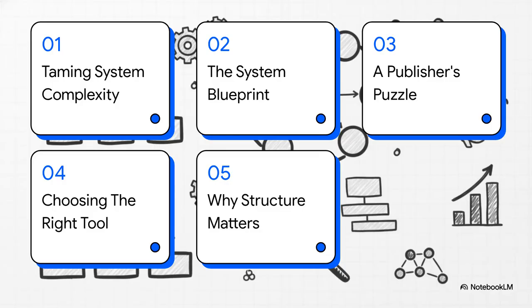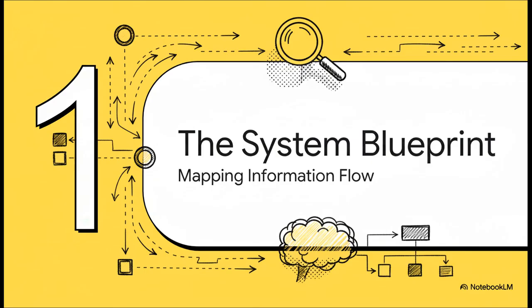So here's what we've got on tap. First, we're going to tame that complexity by creating what I call a system blueprint. Then we'll solve a publisher's puzzle using these tools. We'll figure out how to choose the right tool for the job. And finally, we'll talk about why any of this structure really matters in the first place. Okay, let's dive right in.